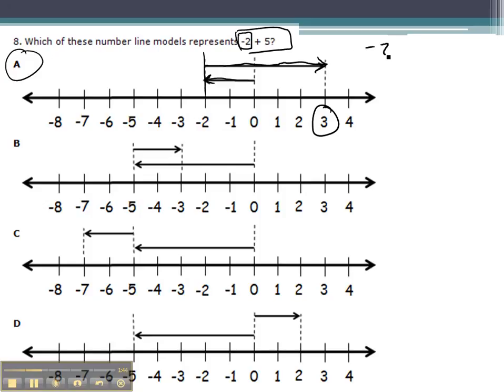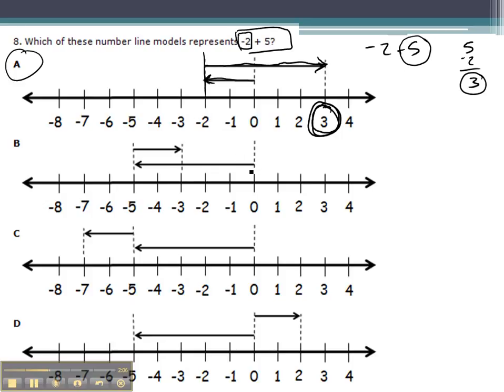And just to check our work, -2 plus 5, the signs are different, which they are. You find the difference. 5 minus 2 is 3. And then you keep the sign of the integer that is farthest from 0, and +5 is further from 0 than -2, so it's +3. And our model ends at +3, so that's further confirmation that we picked the correct model.